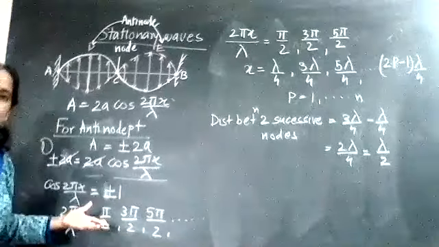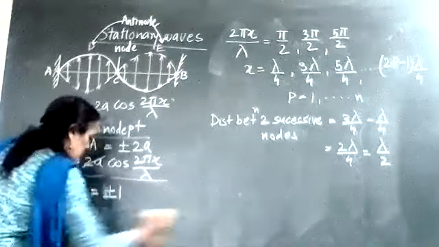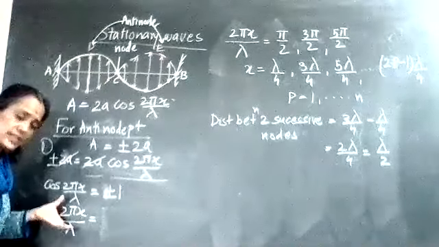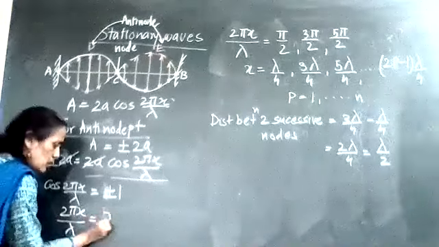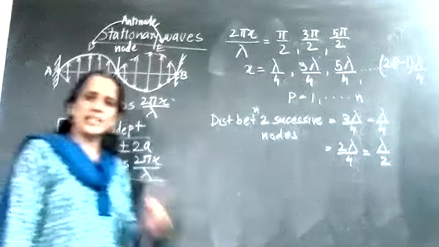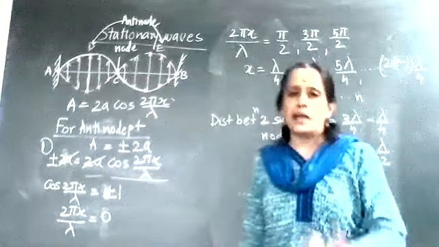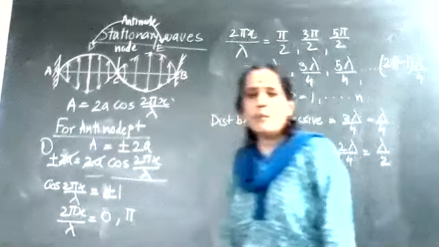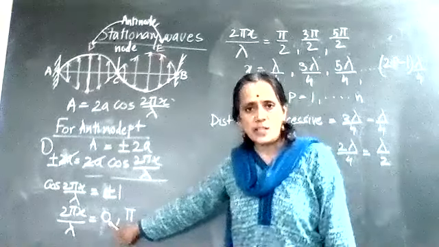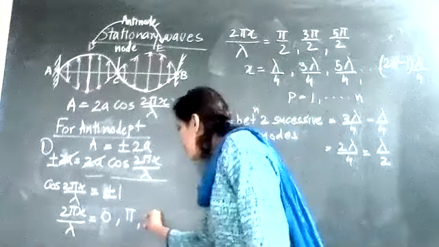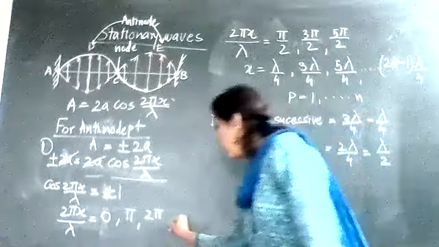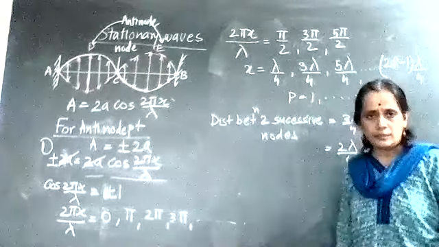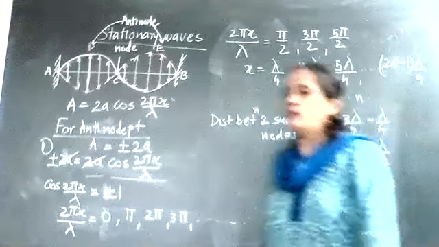In that case, now I can put the theta values. So what will be your theta values here? Your theta value 2 pi x upon lambda is either 0, because you know that cos of 0 is plus 1 and cos of pi is minus 1. So cos 0 is plus 1, cos pi is minus 1, again cos 2 pi is plus 1, cos 3 pi is minus 1. In that manner I can write the values. Getting?